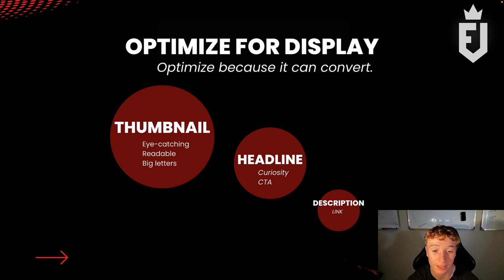Okay, so your headline, it's what you put when you upload your actual video into YouTube. Most of the people put it like video 1, script 1. That's wrong. If you're getting display traffic, your headline should be optimized for display, and it needs to create curiosity, and it has to have a CTA for the link.